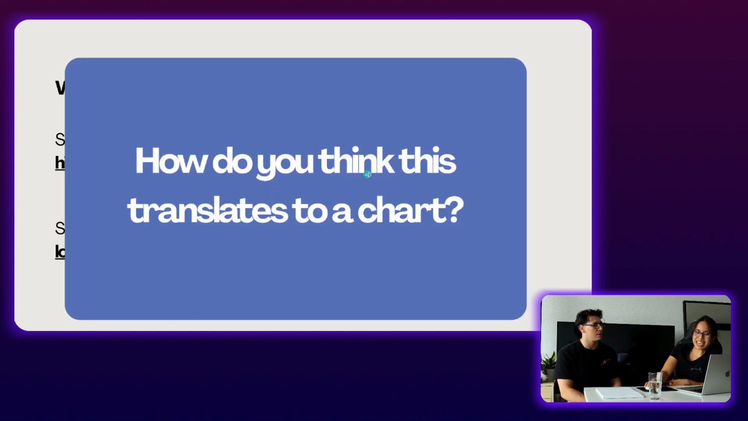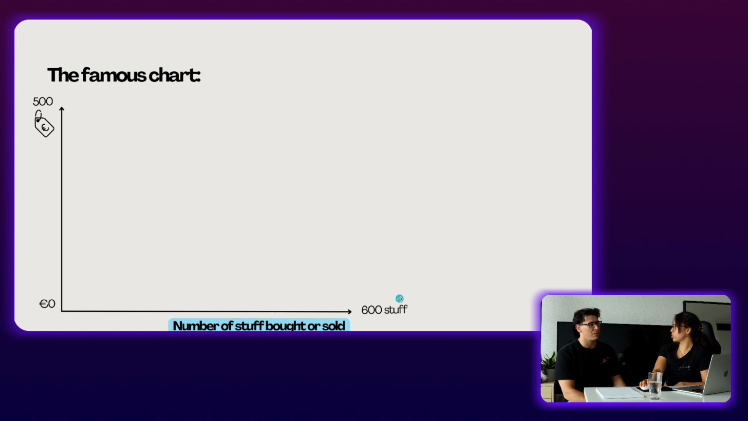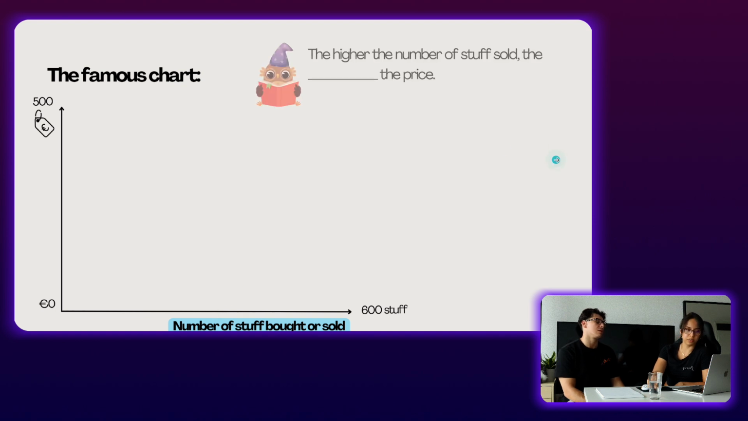So how do you think this translates to a chart? That's a good question. We're going to look at a famous chart and we're going to simplify it. On the vertical line, you're going to see the price. At the lowest point of the line, how much would the price be? From 0 to 500. Then on the horizontal line is the number of stuff, the quantity. From 0 to 600. So if I'm standing here, how much stuff are we talking about? 300.